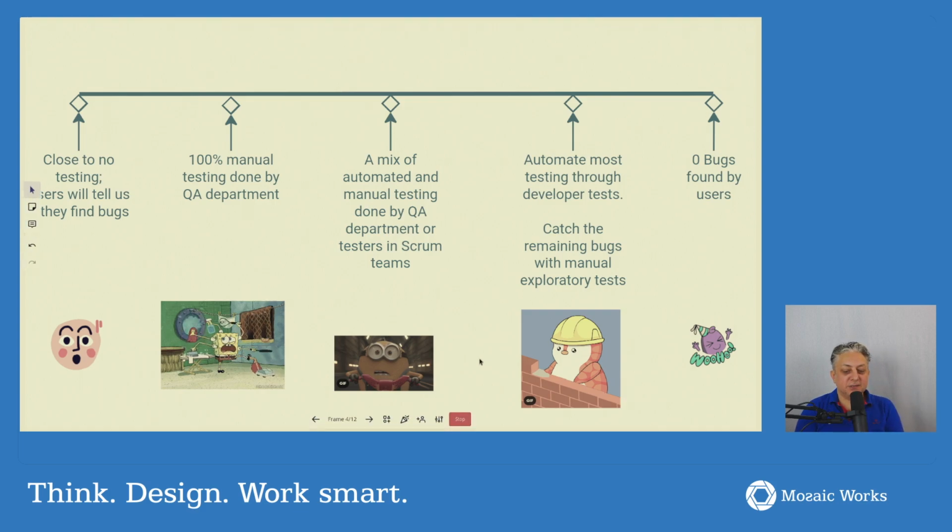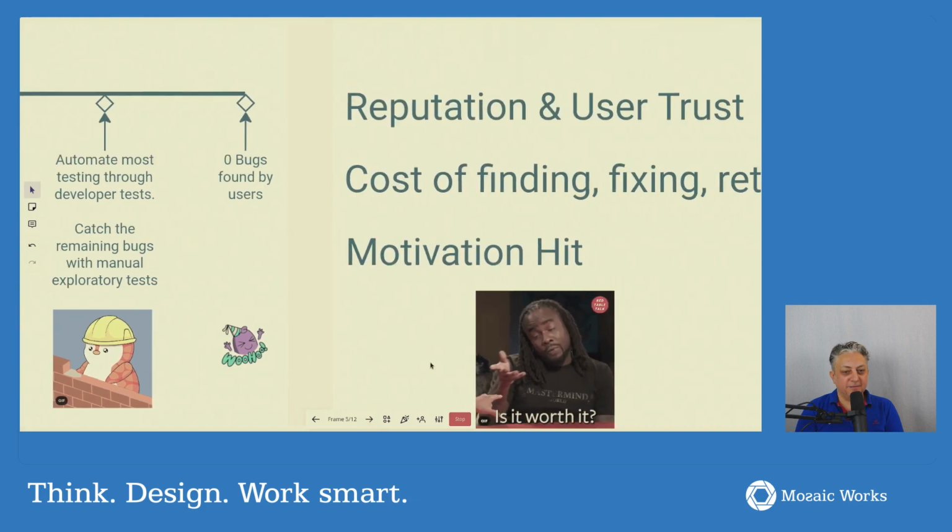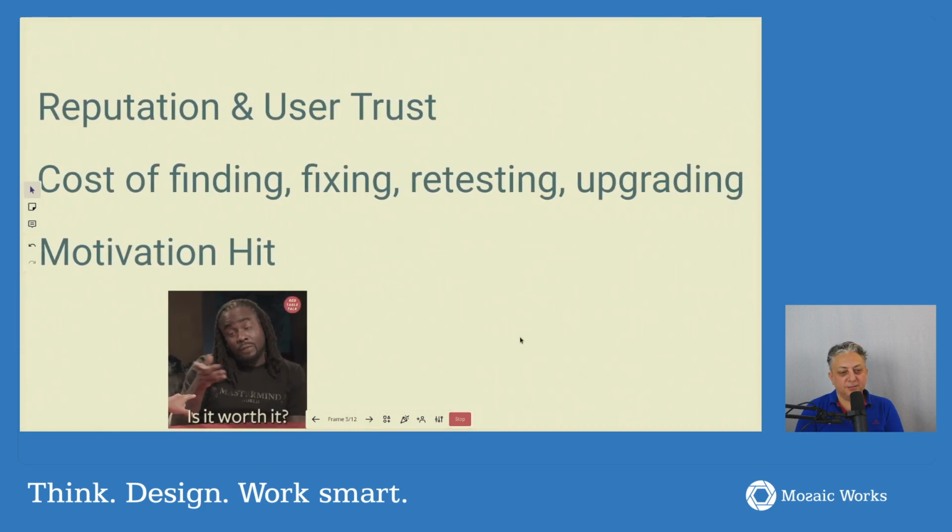Because the next thing is about effectiveness. What is the cost of a bug? And I think the cost of a bug has a few different components. On one hand is reputation of your product, of your company, of your team, and user trust.